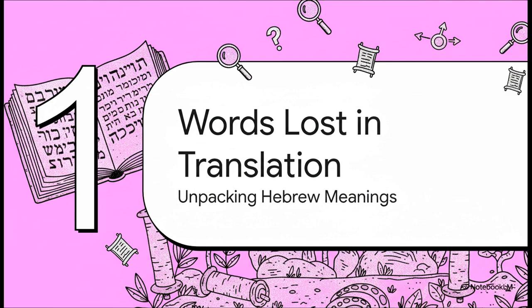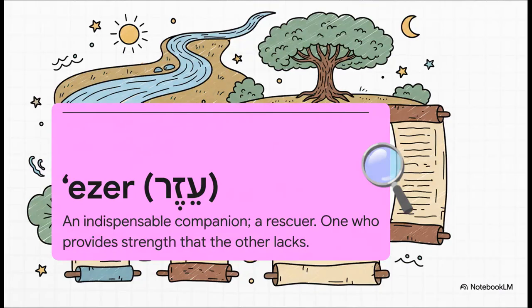Our first secret is all about how much can get kind of flattened out when you translate ancient Hebrew into English. You'll see that a single word can hold an entire world of meaning. Okay, let's take a classic example, the description of Eve in Genesis 2. Most English translations call her a helper, but this is where the footnotes are absolutely crucial. The original Hebrew word is ezer.